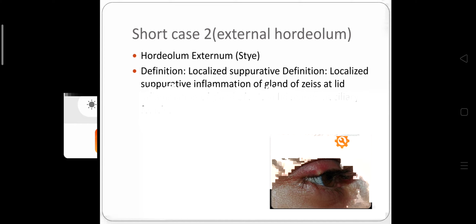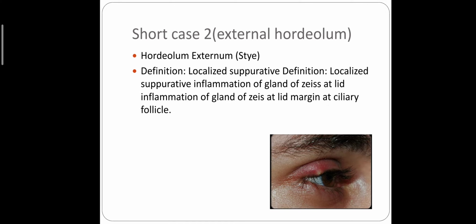So coming to the second short case, ideally we'll be giving either chalazion or hordeolum. If the case is not there, we can also just dictate the case to you. So you need to know about all of these three infective conditions: internal hordeolum, external hordeolum, and chalazion. Basically, the definition is very important.